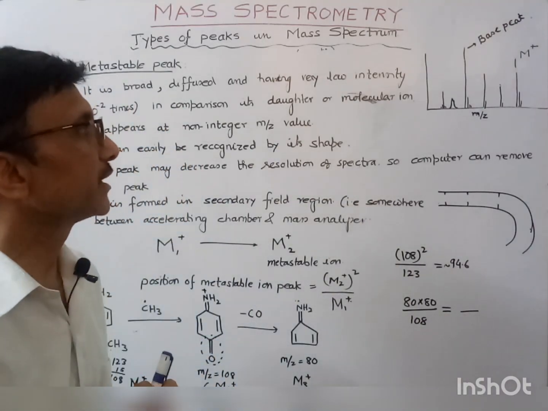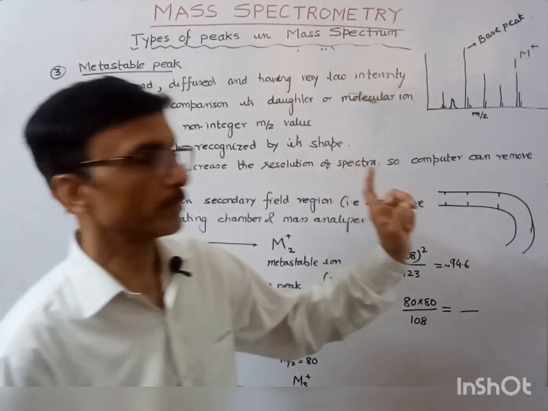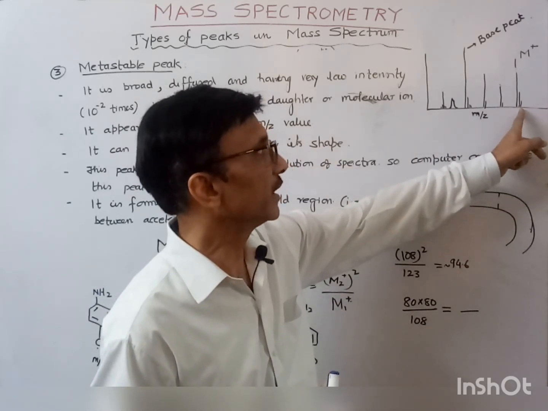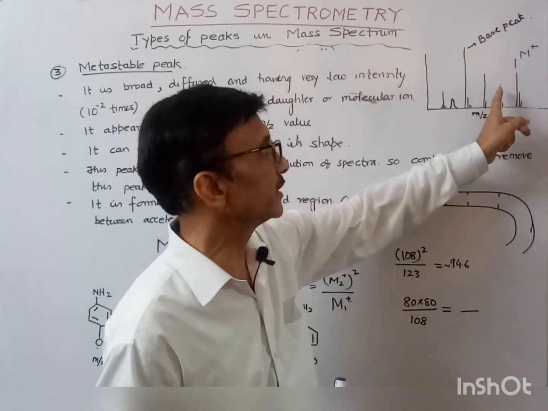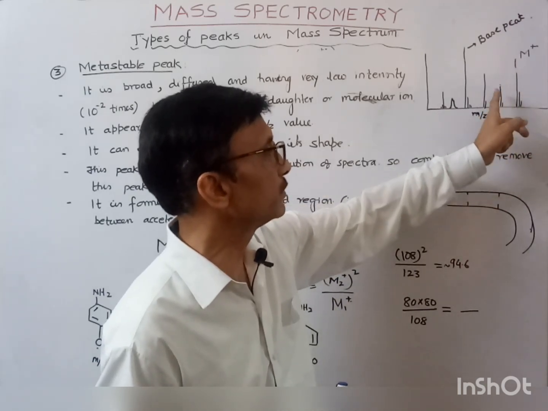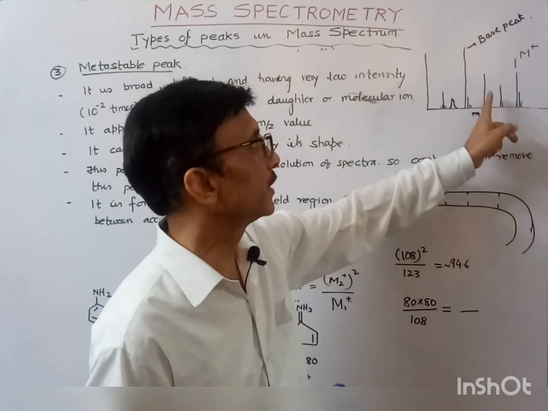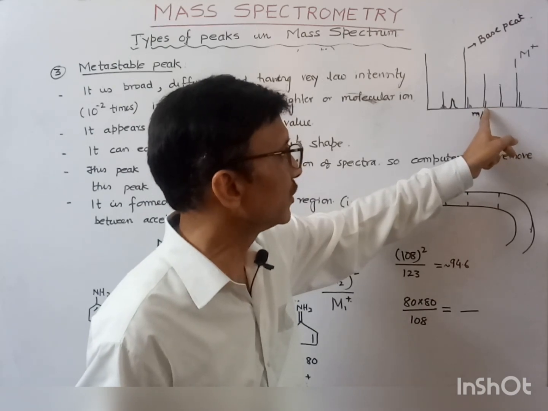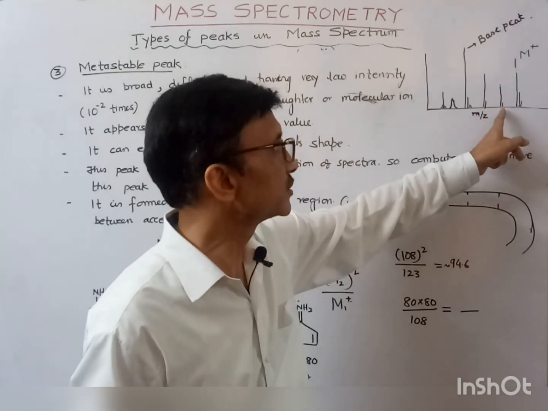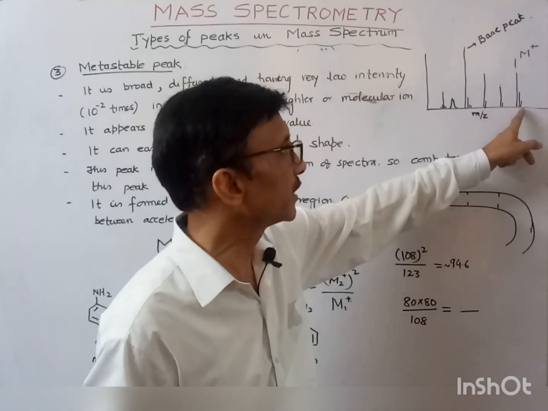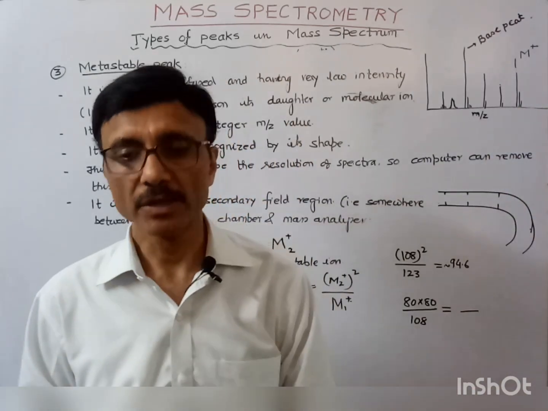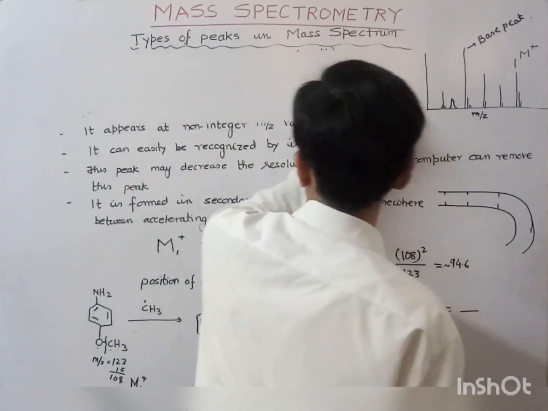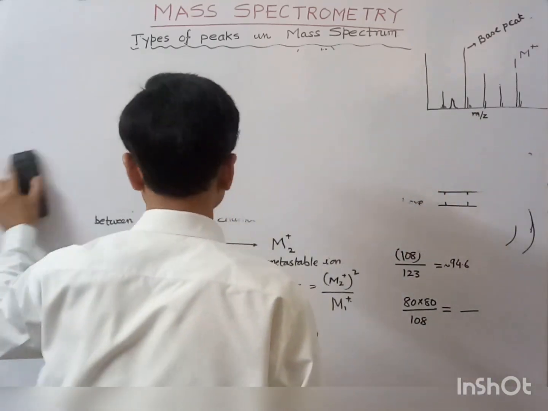The next type of peak that I should discuss is the isotopic peak. As I told you, these small peaks, which you can see in the neighborhood of this peak, and in the same way this small peak in the neighborhood of this peak, have an m by z value 1 mass unit higher, this one 1 mass unit higher, this one 2 mass units higher, and so on. So the next important type of peak is the isotopic peak.